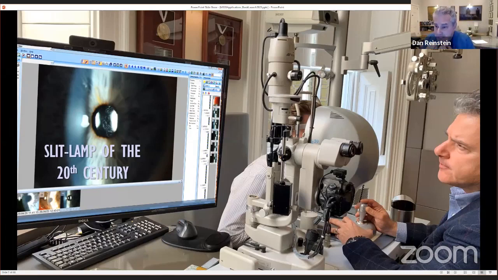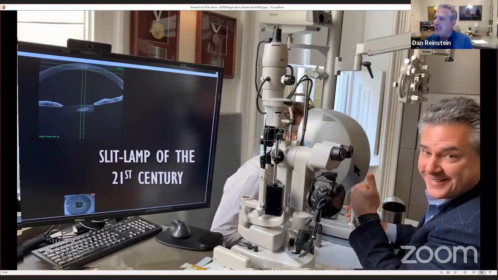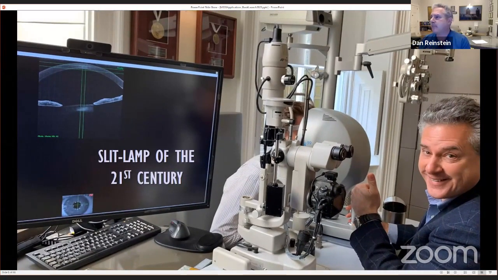And for me, as you can see, I've replaced the keratometer, which would have gone here 100 years ago, with an MS-39, because this is the slit lamp of the 21st century. We have four testing rooms here and four MS-39s, but I have my own MS-39 because I can make diagnoses. I see a lot of complications.